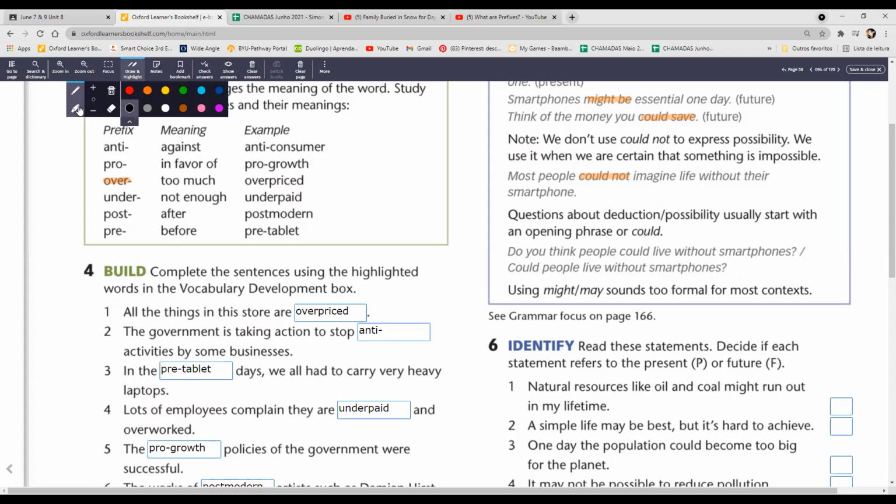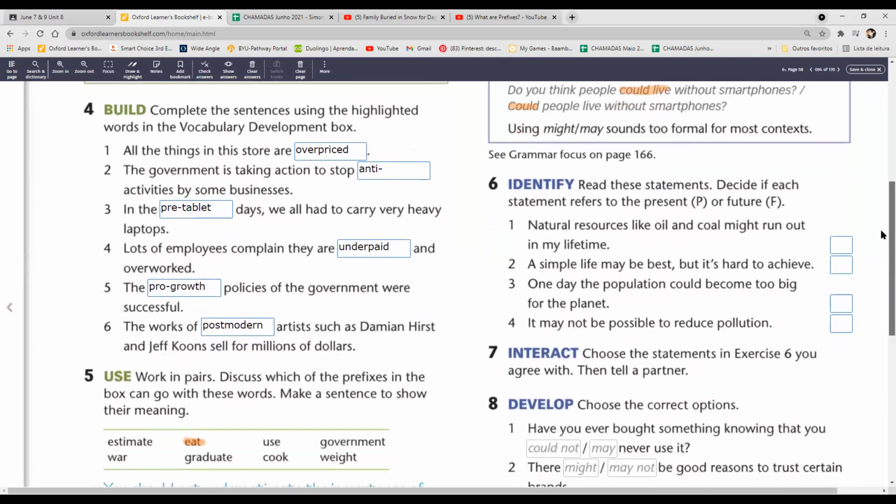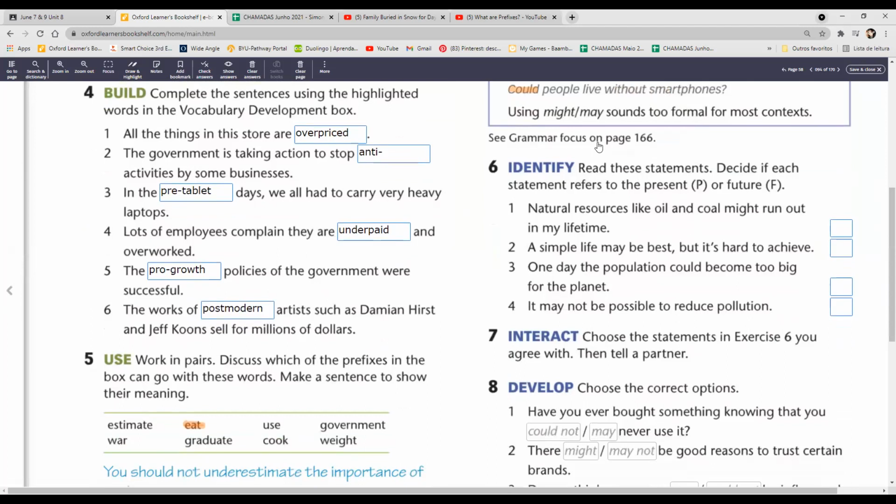So do you think it's possible to live? So do you think people could live? Okay, guys. So this is just to put some deduction or possibility there in the sentence you want to say, okay? So for more about this, you can always refer to page 166.